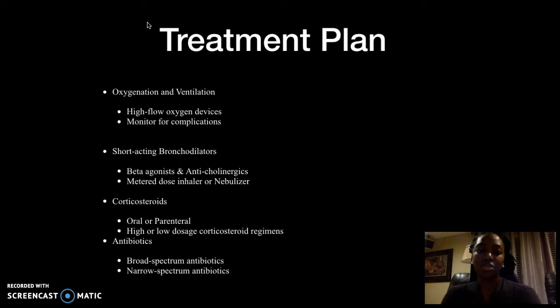Then we move on to antibiotics. The antibiotics are broad spectrum or narrow. These can be your vancomycins, your Zosyns, and your amoxicillins. These antibiotics are given to treat the patient's pneumonia, and most of the time patients with COPD also have some bacteria in their lungs, so we give them antibiotics.